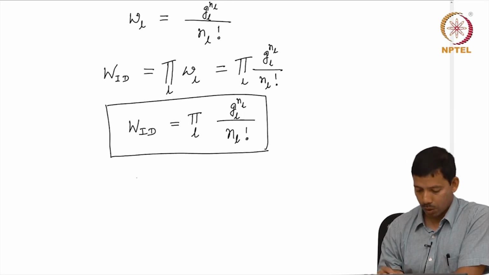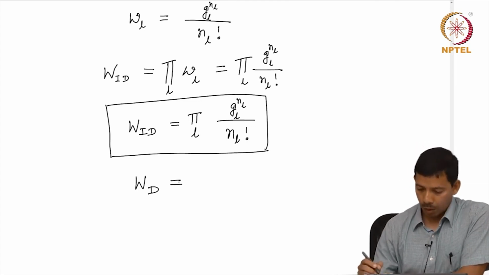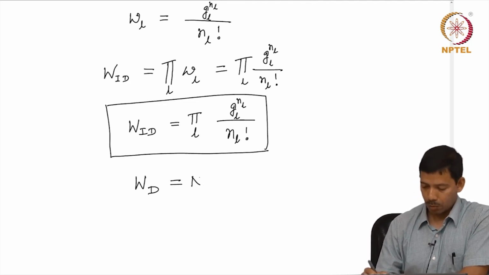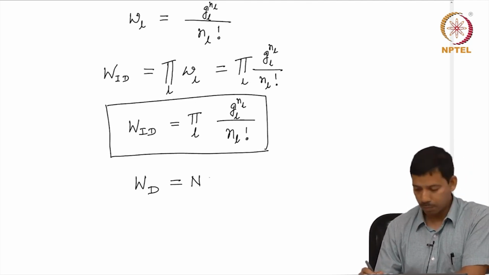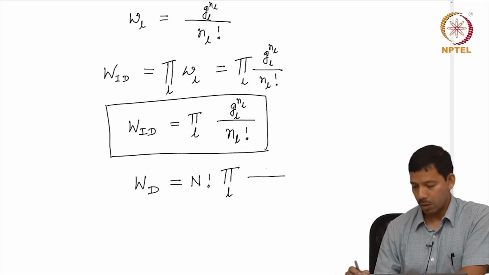And what was our WD? Our WD, the thermodynamic probability for the distinguishable particles, was WD equal to N factorial, and then the rest of the remaining part is the same, divided by NL factorial.